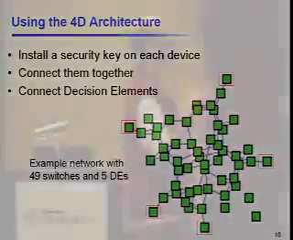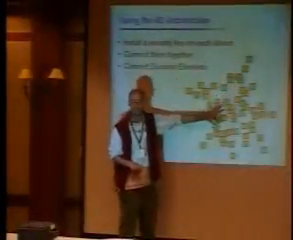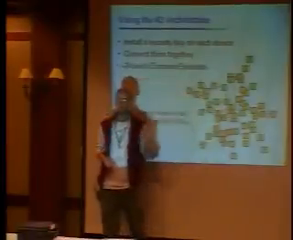Now, how would this actually work? How do you use this? Well, you install a security key on each device in your network. You connect them together. And then you connect a number of these decision elements, the servers that implement the decision plane, around the network, and then off it should go. So basically, here's a bunch of switches connected together. We've added 5 decision elements around the outside. We use more than one for robustness. These decision elements are basically replicas of each other. One fails, another takes over.